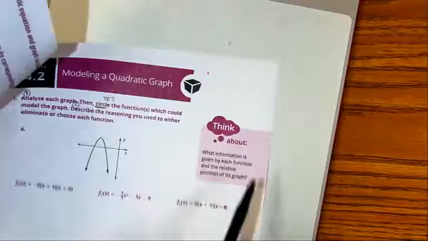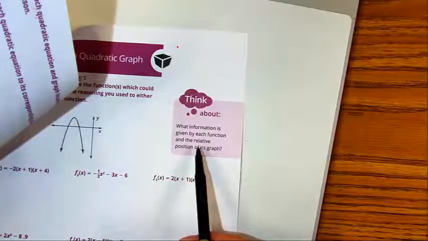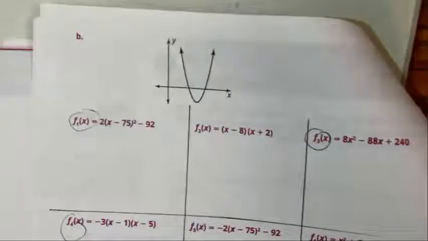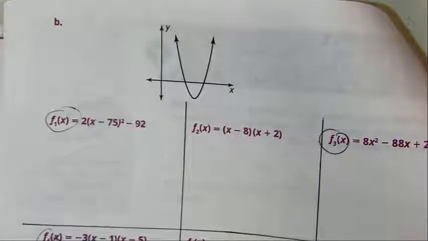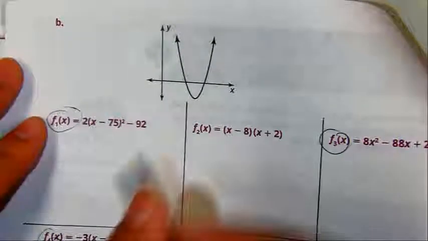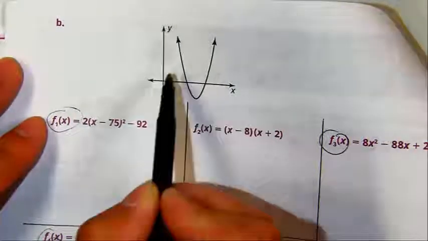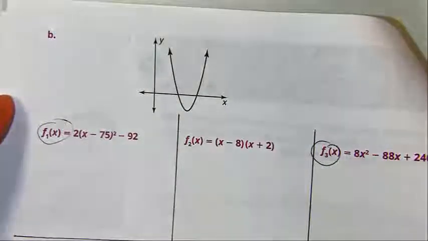Now it gave us a tip over here. What information is given by each function and relative position of its graph? So what's kind of weird is they're giving us a quadratic function here. But what do you guys notice that looks funny about it? There's no tick marks. There's no coordinates. Okay? So let's look at B here.